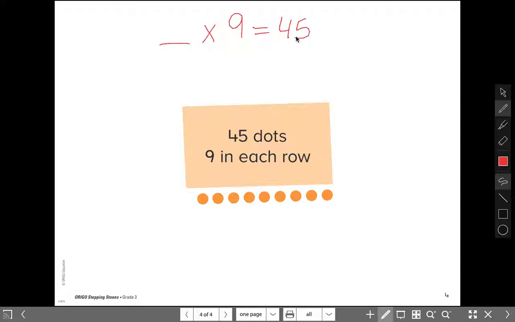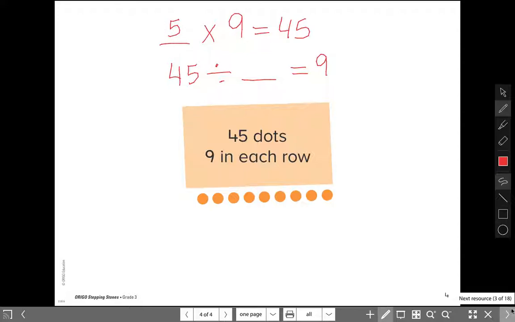45 divided by blank equals 9. Good job. And what times 9 equals 45? Gabriel. 5. Rows times columns. Rows times columns. That is what we've been doing for 4 months. Rows and columns. Rows, number in each row.